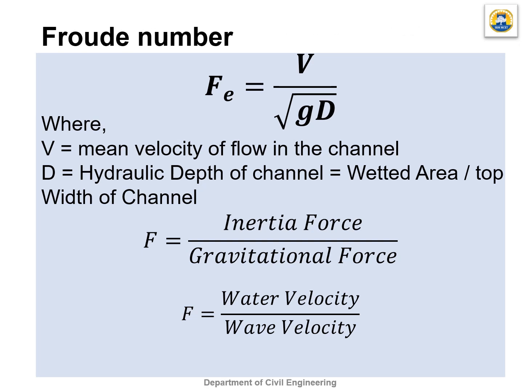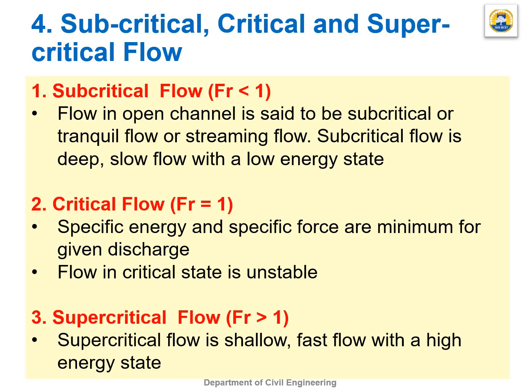The Froude number is represented as Fr, which is given as velocity divided by root over g into d. The Froude number forms the basis for open channel flow. Open channel flow is classified majorly based on the value of the Froude number. The Froude number is the ratio of inertia force to gravitational force, or in other terms, the water velocity divided by the wave velocity. So based on the Froude number, the channel flow can be classified into subcritical, critical and supercritical flow.